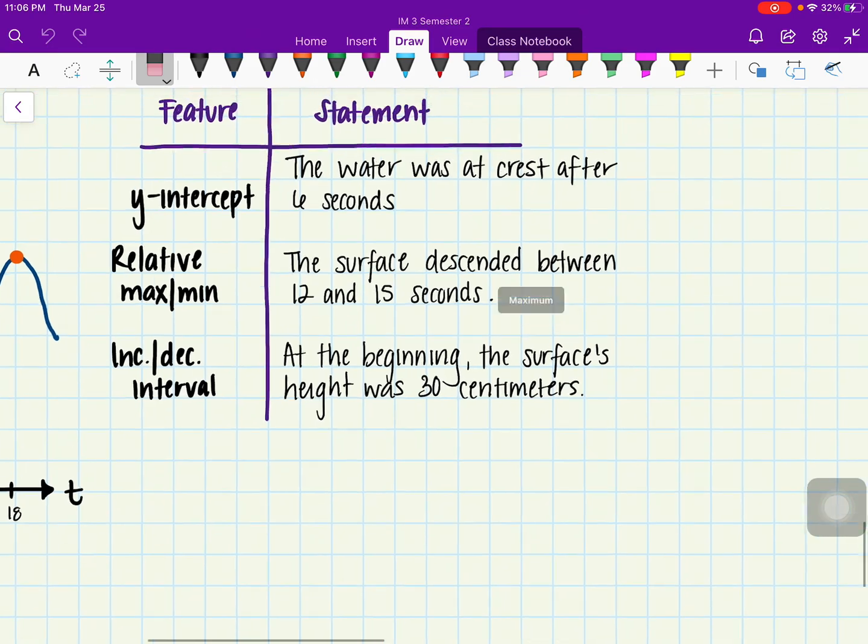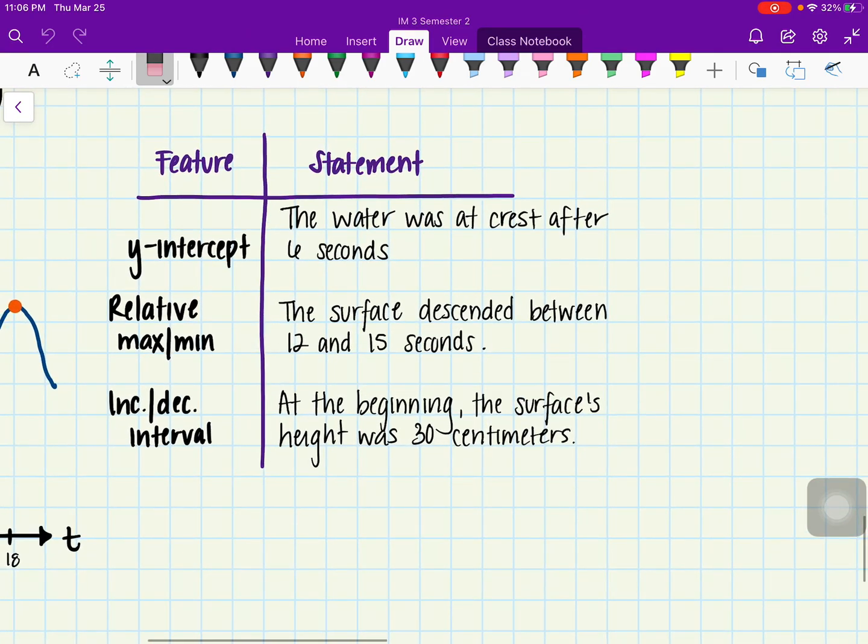Let's take a look at our features. What we want to find is our y-intercept, our relative max and min, and the increasing and decreasing intervals. Once again, that's increasing and decreasing intervals.